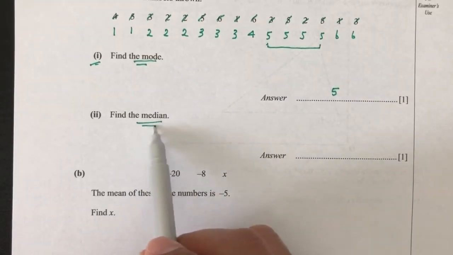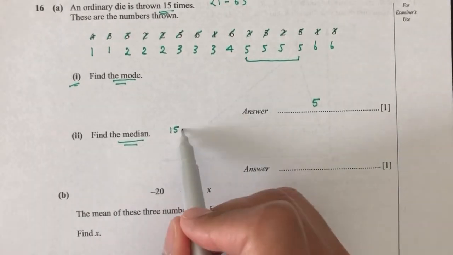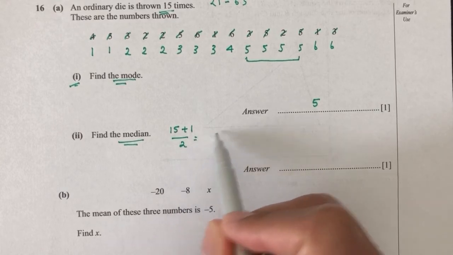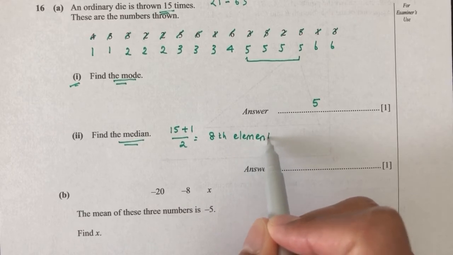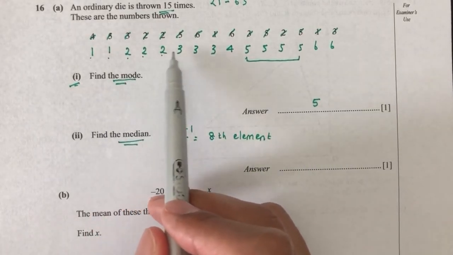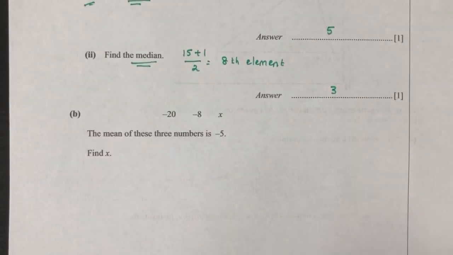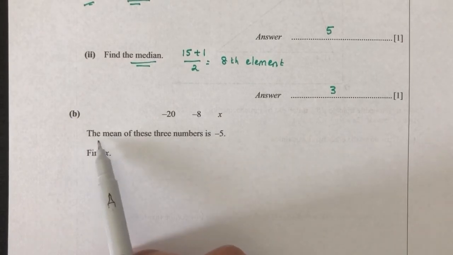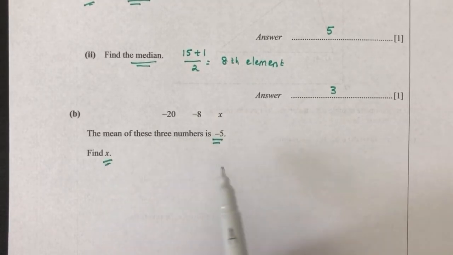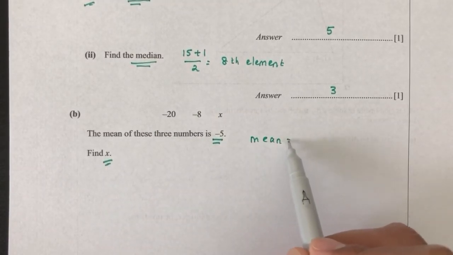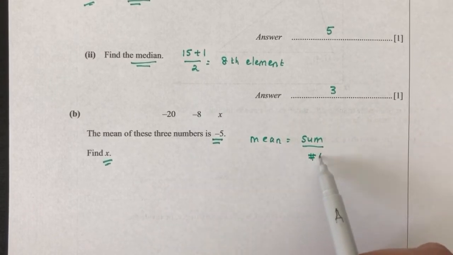Find the median. So, we have to do 15 because we have 15 times. You have to plus 1, divide by 2, that will be 16 divided by 2 will be the 8th element. So let's count 1, 2, 3, 4, 5, 6, 7, 8. So this will be your median value, which is 3. Now part B, the mean of these three numbers is minus 5. Find x. So these three numbers have a mean of minus 5. So how do you find mean? Mean, usually you have to find the sum and divide by the number of numbers, which is 3.